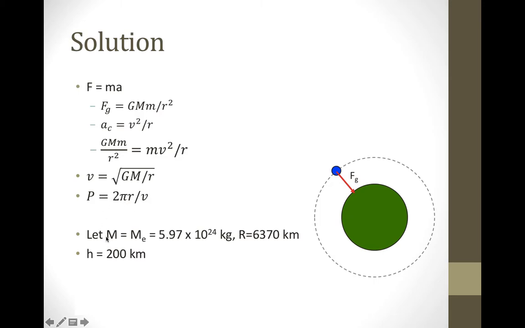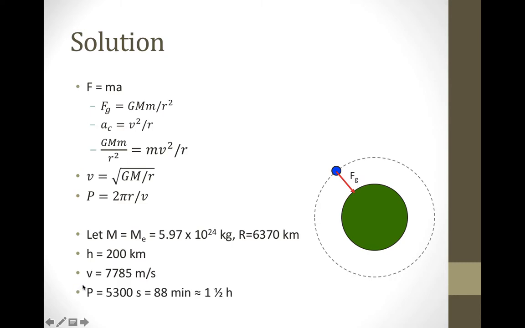So we can then take an example, let M be the mass of the Earth, and here's the mass of the Earth. Here's the radius of the Earth, remember it's in kilometers, and altitude above the surface will be 200 kilometers. Again, kilometers, remember to convert those to meters. So take a moment, I'm going to pause the video, and calculate the orbital speed and the orbital period.